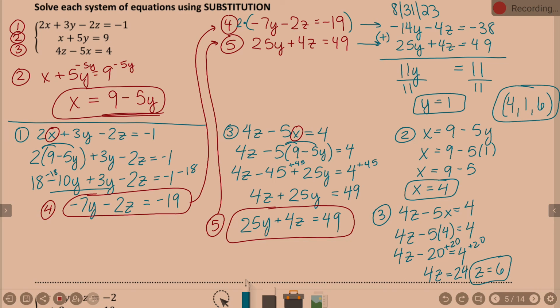Which is better, elimination or substitution? Here's what I'm going to say. It's a choice, right? I'll be honest, I prefer elimination. However, there are some times where elimination is not the easiest thing to do, and then substitution is a better choice.